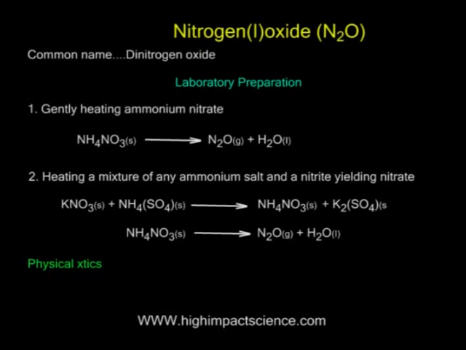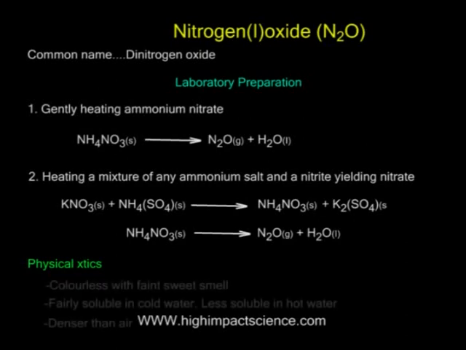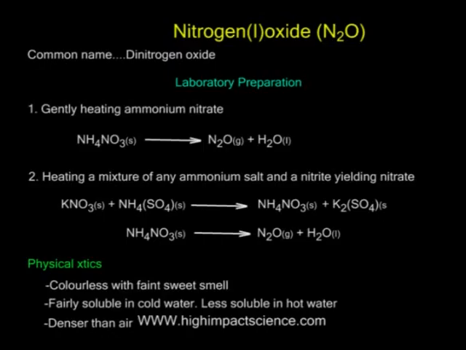Physically, nitrogen 1 oxide is a colorless gas with a faint sweet smell. It is fairly soluble in cold water but less soluble in hot water, and this explains why it is collected over warm water. An aqueous solution of the gas is neutral to litmus. It is about 1.5 times denser than air.